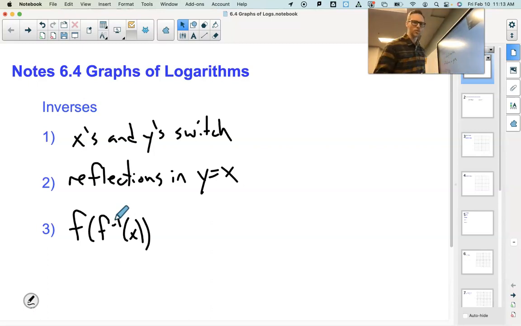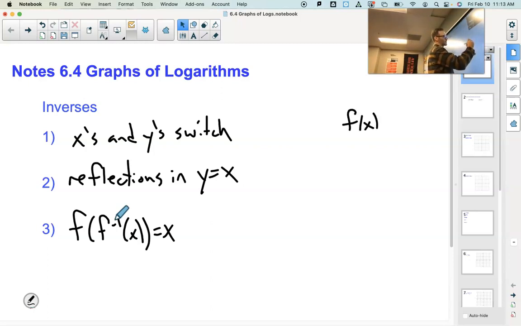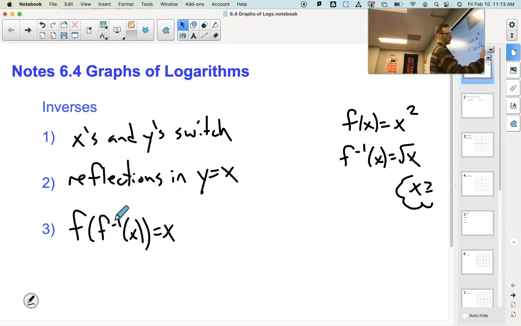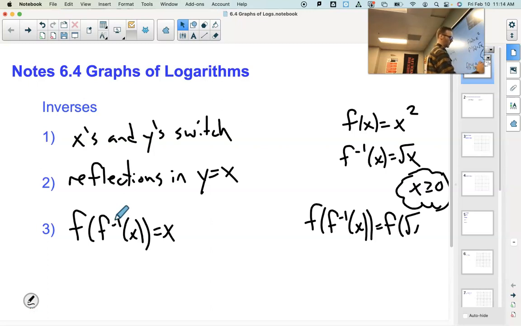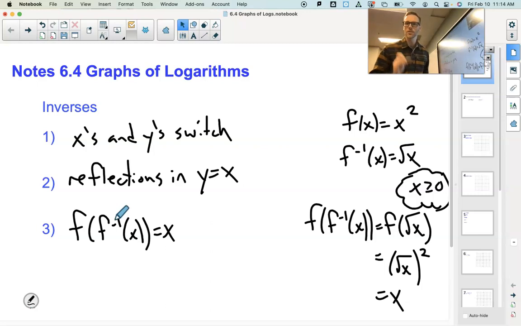The last thing, number 3, about inverses is when you substitute the inverse into the original function. You put f inverse into f, what happens? They cancel each other out and they just give you x. Okay. For example, if f of x is x squared and f inverse of x is the square root of x. Now this is just a quick note here. This is only for x's that are greater than or equal to 0. Okay. What happens when I put f inverse into f? Oh, missing a parenthesis. It's f of the square root of x. And what happens? Well, I have to put that into f. So I'm going to take the square root of x and square it, and I get just x. They cancel each other out, right?